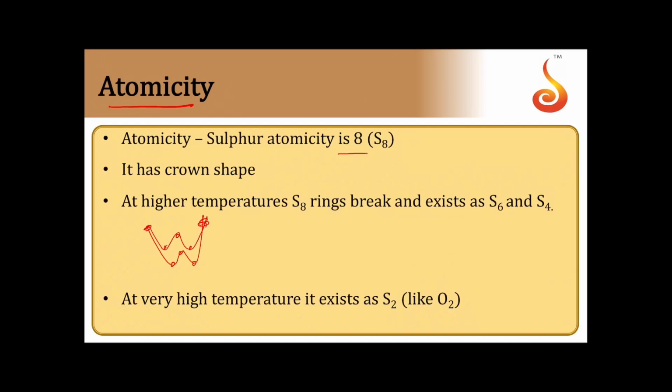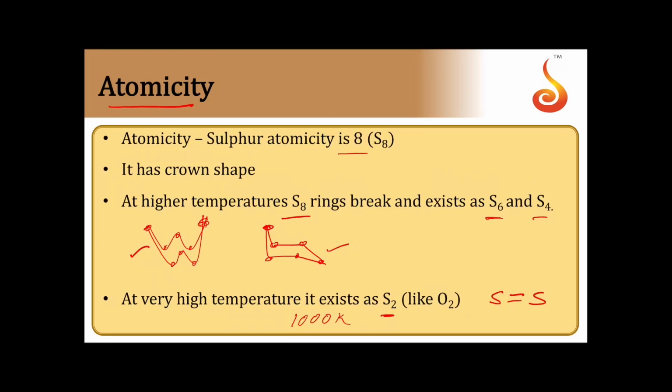At higher temperatures, the crown shaped S8 rings start breaking and exist as S6 and S4 rings also. S6 rings have a chair form, the structure comes like this, and S4 will be a tetrahedral structure. So S8 will be a crown structure, S6 will be a chair form. At very high temperatures, normally more than 1000 Kelvin, it exists as an S2 molecule, which is similar to the oxygen molecule.